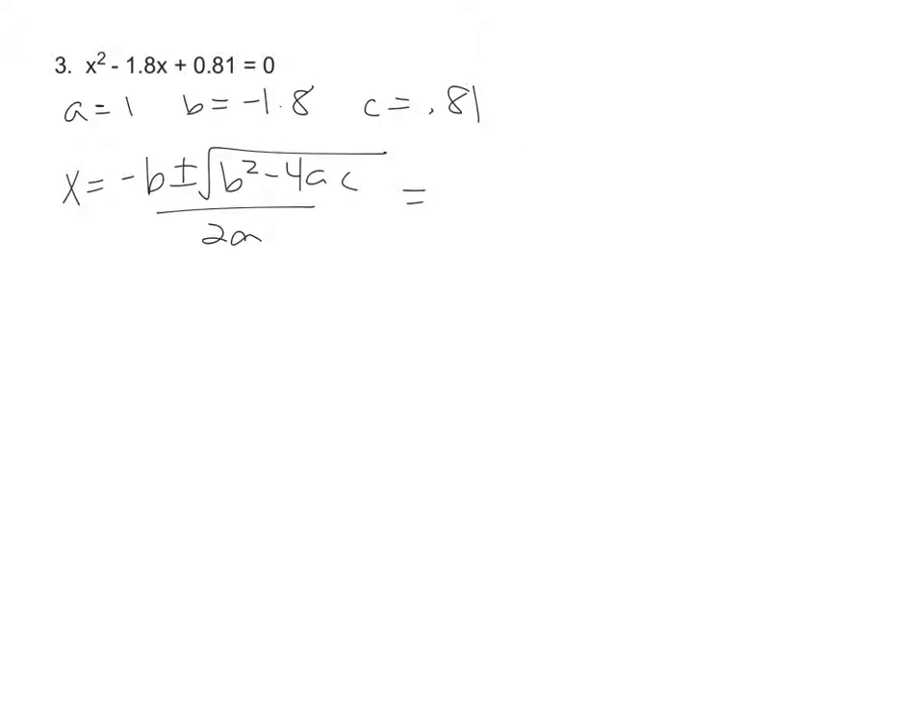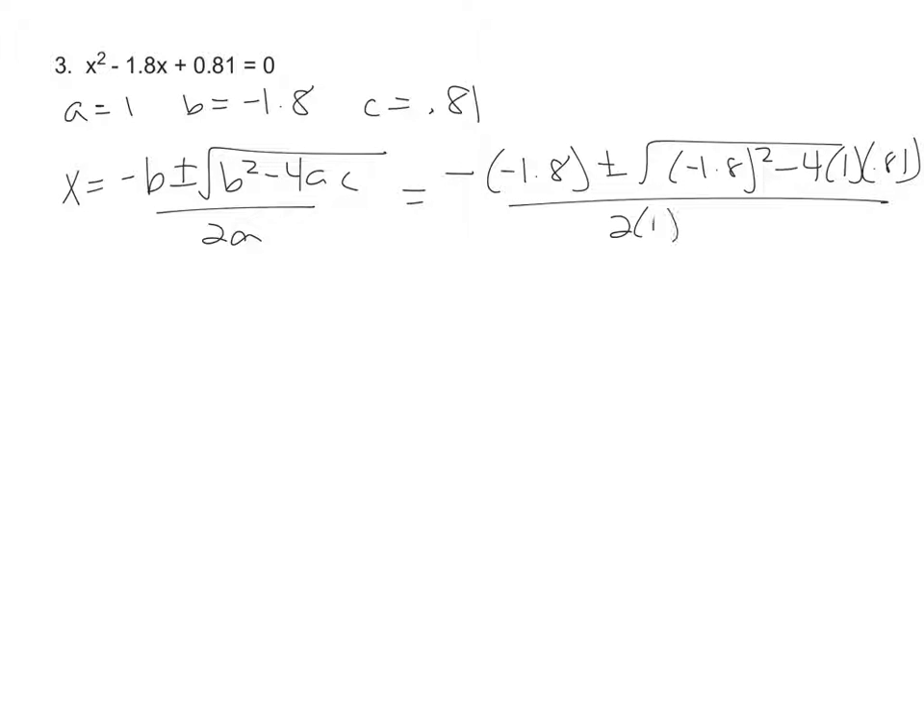In this example, I threw in a couple decimals, so you can see that using the quadratic formula really isn't any harder with some messy numbers. So here I have a equals 1, b equals negative 1.8, and c equals 0.81. So x equals negative b plus or minus the square root of b squared minus 4ac all over 2a. So I have the opposite of negative 1.8 plus or minus the square root of negative 1.8 squared minus 4 times 1 times 0.81 all over 2 times 1.